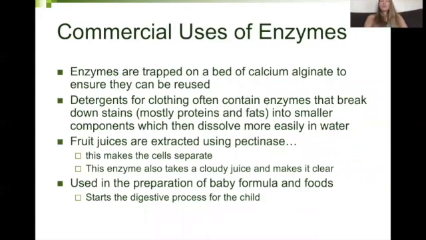In fruit juice, we're going to use pectinase, which is an enzyme. This is going to separate the juice from the cells. It's also going to take the cloudiness out of your juice and make it clear. Baby food, we're going to pre-digest the big proteins with enzymes and make them smaller so that the baby can digest it easier. And if you are lactose intolerant, you can pre-digest the lactose in your milk by adding lactase in a commercial vat, and then you get lactose-free milk.